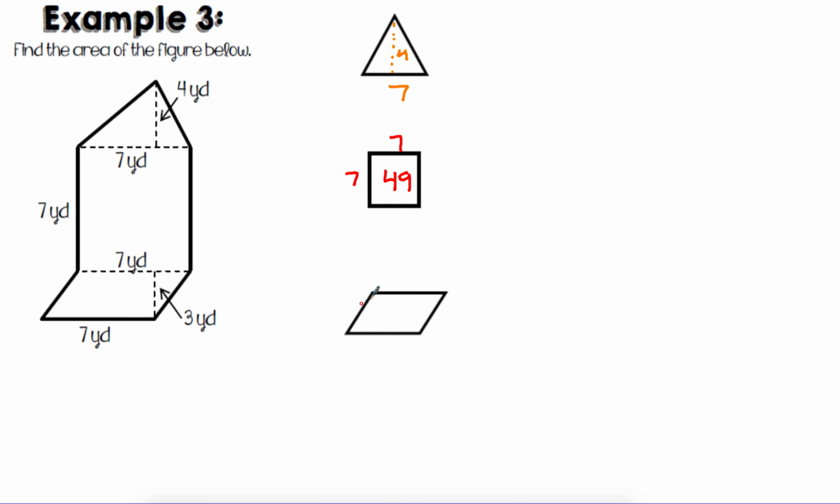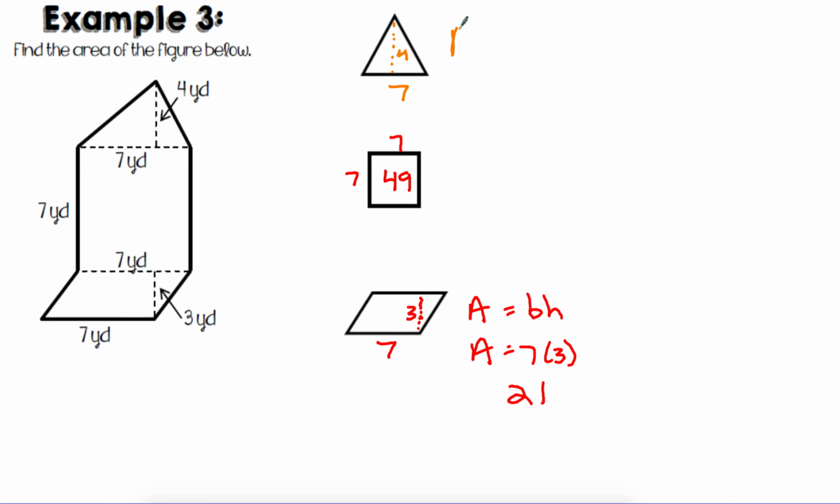And then it looks like I have a parallelogram. So it has a height of 3 and a base of 7. Okay, so 7 times 3, because for a parallelogram, it's just your base times your height. It's simple. So it is just 7 times 3, which is 21. So I already have the area of both my square and my parallelogram. So now I just have to figure out the area of my triangle.